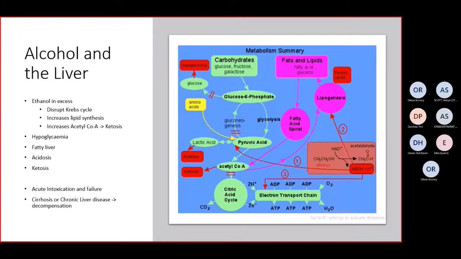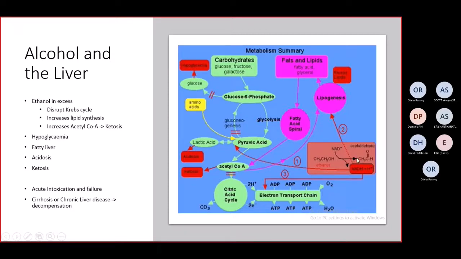Firstly, our acetaldehyde is going to increase our acidosis, so it's going to make us more acidotic. It's going to disrupt our Krebs cycle, which is going to go here. Our pyruvic acid is going to go into lactic acid and is not going to go down this lovely cycle and go down here.